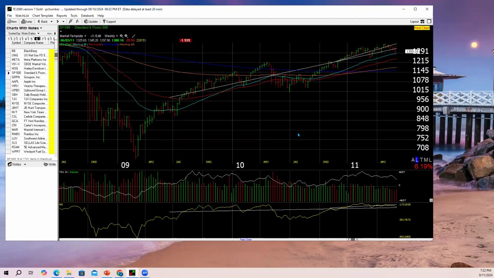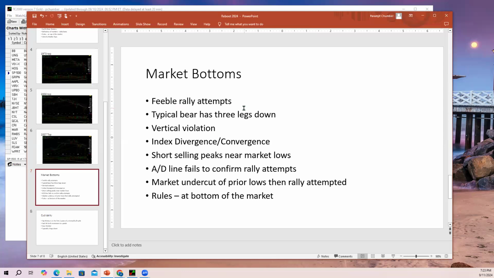Okay, so moving on. In our discussion, we talked a little bit about the rally attempts. We talked a little bit about the bear leg, having bears with 3 legs down. Vertical violation, I will skip that. This was an additional item, where you got a severe break from the top when it drops 3% quickly. I'll cover that another day specifically because that was added much later.